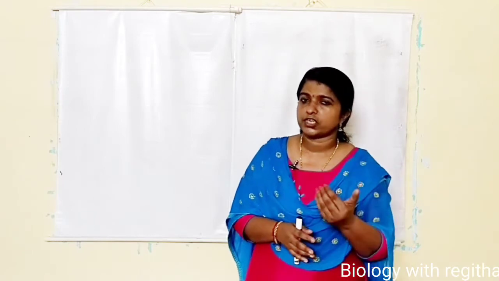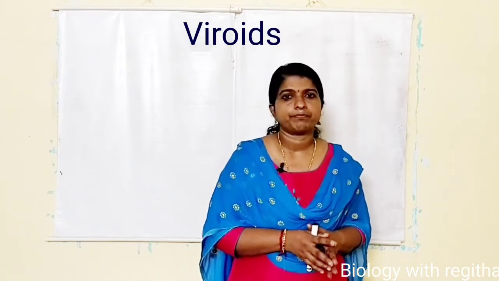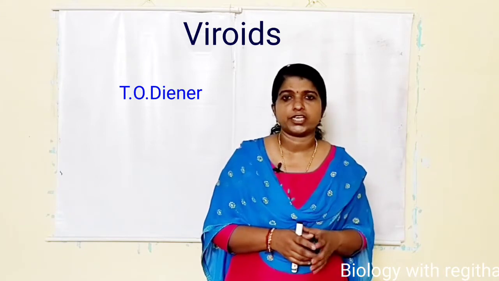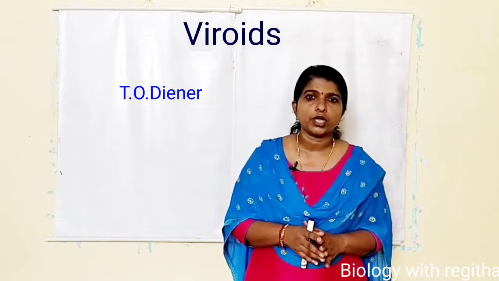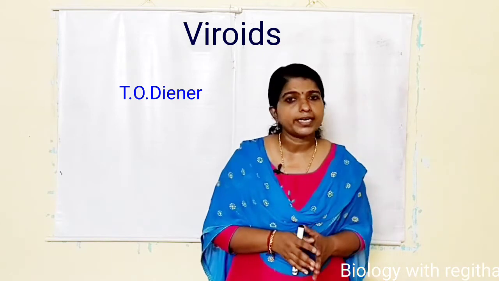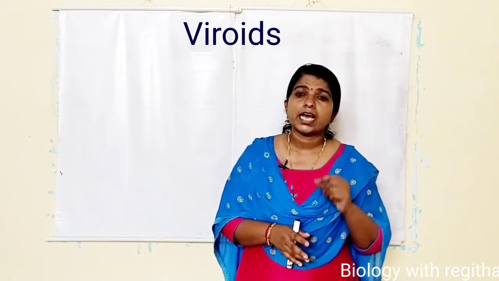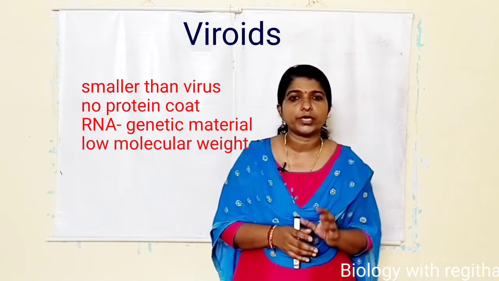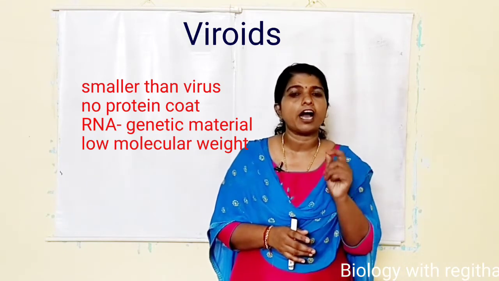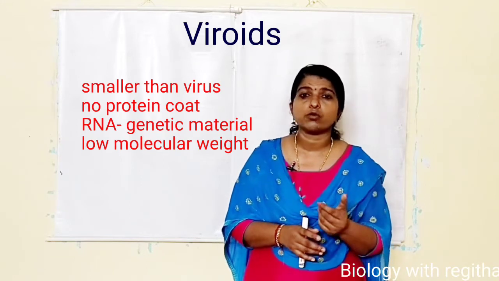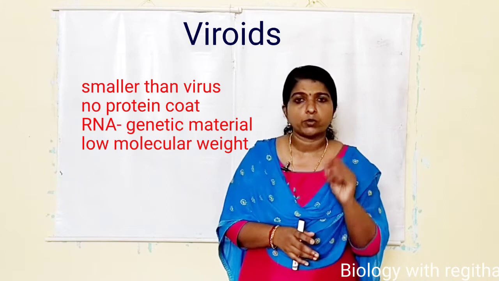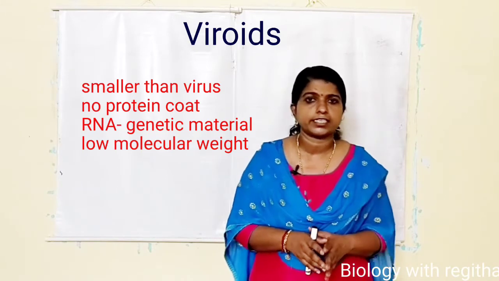The second category, that is viroids. T.O. Diener identified an infectious agent that is responsible for potato spindle tuber disease. These are smaller than virus. They do not have a protein coat, only a free RNA. This RNA is also of low molecular weight. So remember, viroids are smaller than viruses.